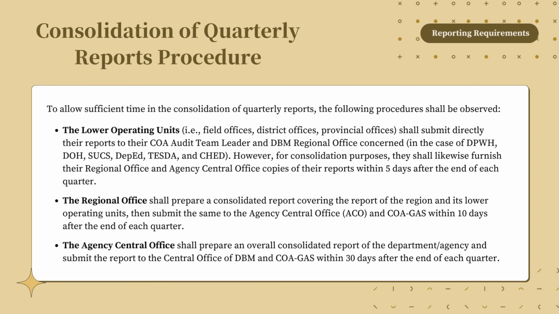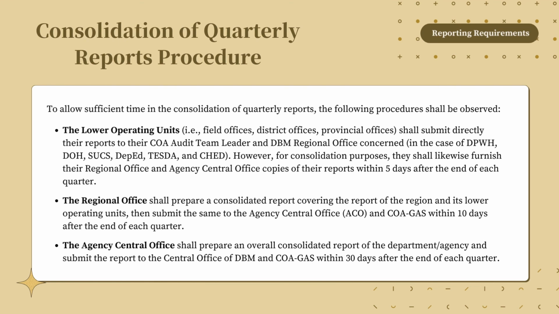And for the regional office, they shall prepare a consolidated report covering the report of the region and its lower operating units, then submit the same to the agency central office and COA or COA GAS within 10 days after the end of each quarter. And lastly, for the agency central office, they shall prepare an overall consolidated report of the department or agency and submit the report to the central office of DBM and COA GAS within 30 days after the end of each quarter.